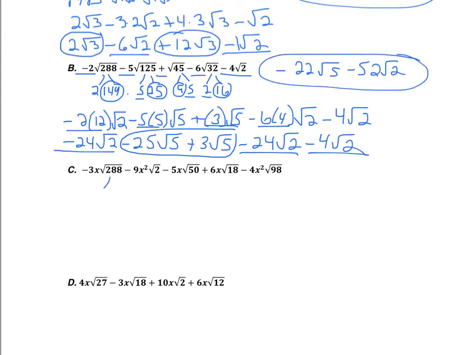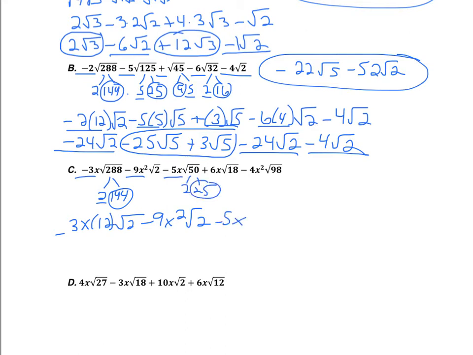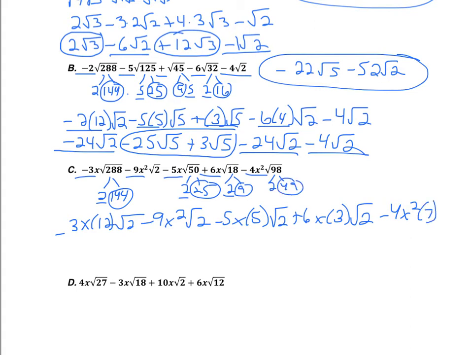In letter C, again, 288 is 2 times 144. So I have negative 3x times 12, and then root 2, minus 9x squared root 2, can't really do anything with that, minus 5x, and 50 is 2 times 25, so 25 square root is 5, and then 2 is by itself, so root 2, plus 6x. 18 is 2 times 9, square root of 9 is 3, we still have root 2, minus 4x squared. 98 is 2 times 49. 49 is 7 root. And then 2.